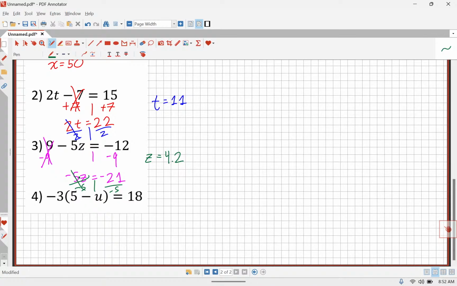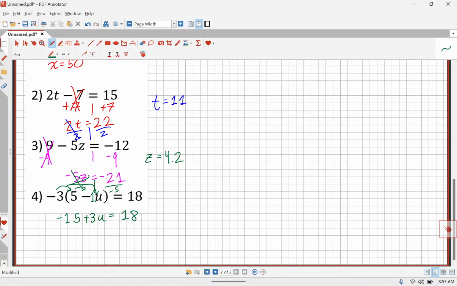Jane, how would I handle number 3? There's more than one way to do it. What would you do to start? So you would actually distribute the 3 into the parentheses. Remember, there's a secret 1 here. Negative 3 times 5 is negative 15. Negative 3 times negative 1 is a positive 3u, and that equals 18.